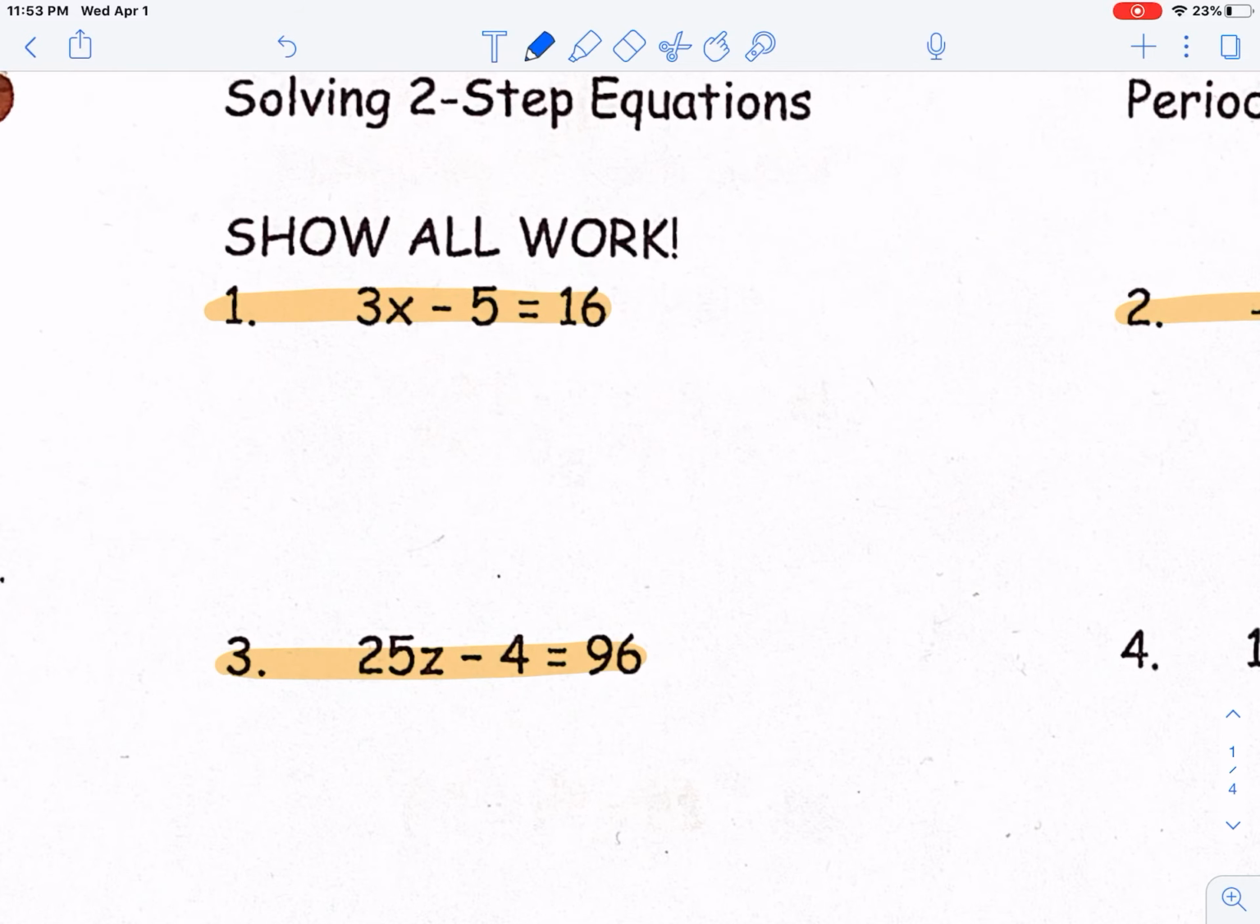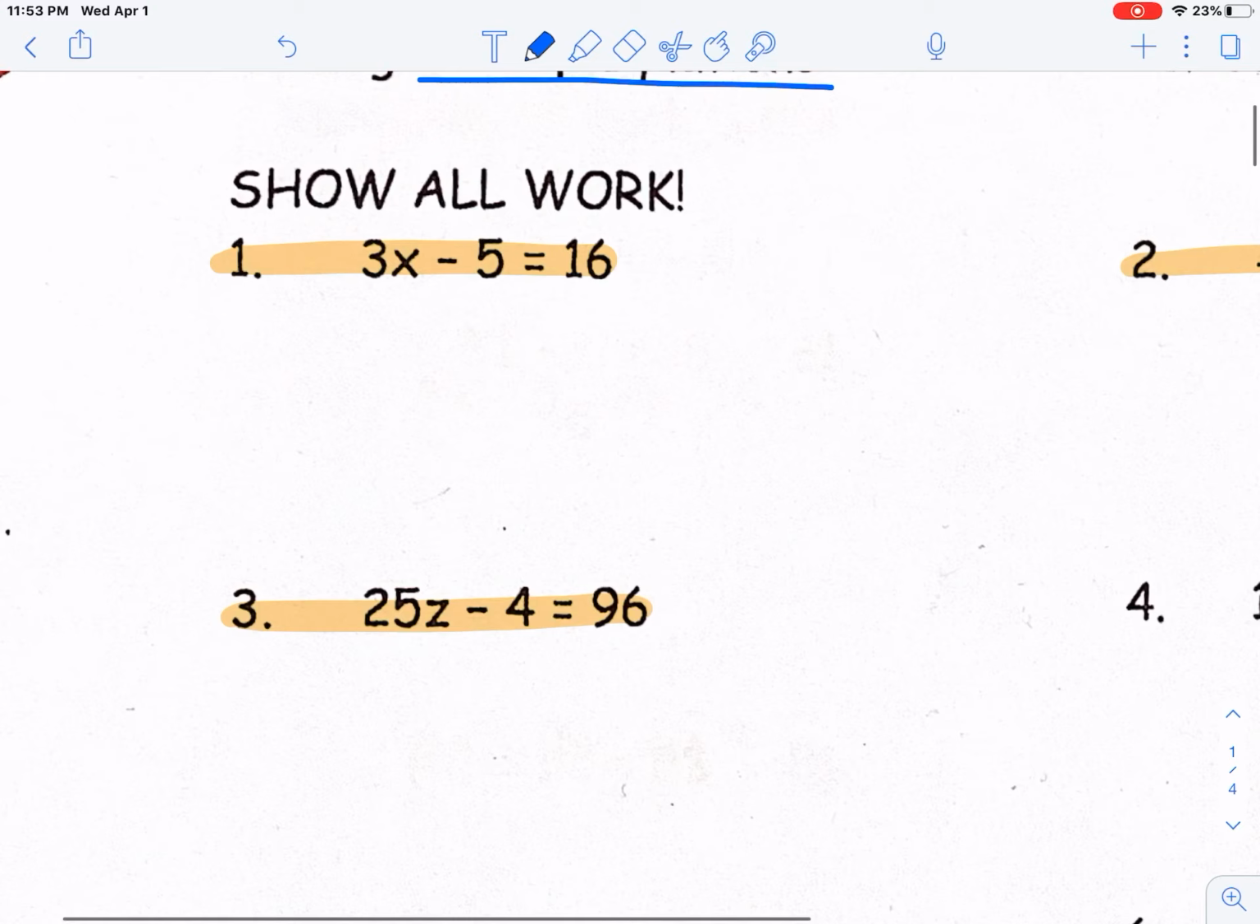And again, we are doing two-step equations here. So whenever you have those two-step equations, remember I always like to go ahead and draw those hearts around your variable terms because you have to keep that number, the coefficient, with your variable. So we have 3x minus 5 is equal to 16. And we want to get that x by itself.